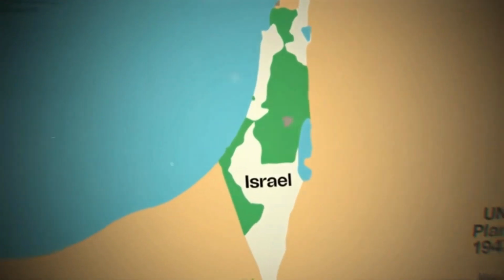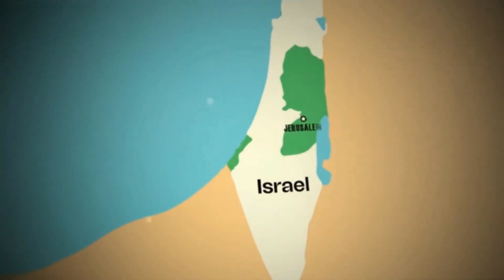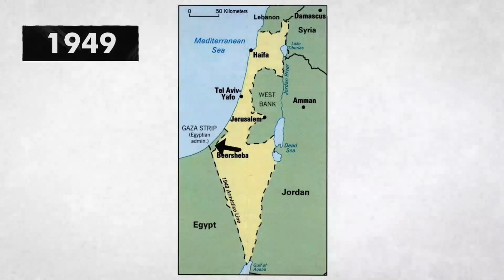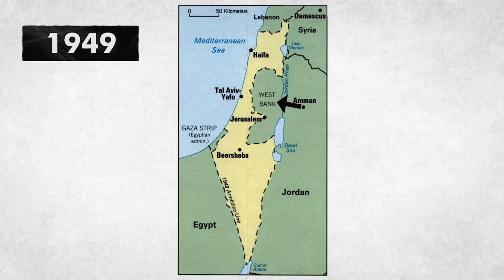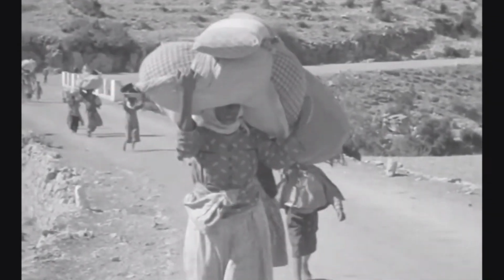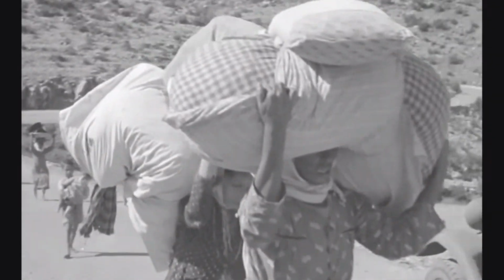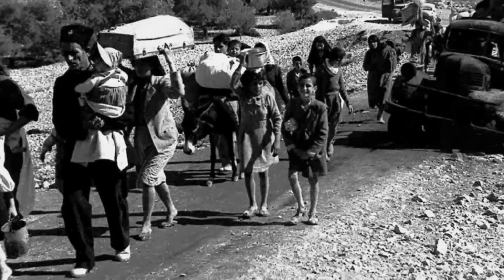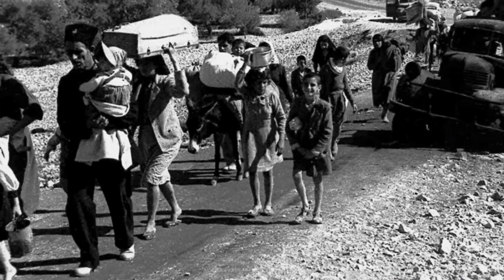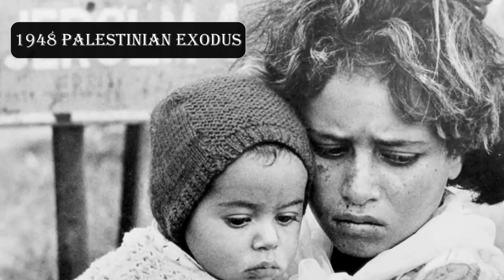Israel occupied several areas that were supposed to be part of Palestine according to the UN partition plan. The Gaza Strip area went to Egypt, and the West Bank area went to Jordan. This meant that the Palestinians no longer had a country. More than 700,000 Palestinians had to leave their homes and become refugees in Arab countries. This is named the 1948 Palestinian Exodus.